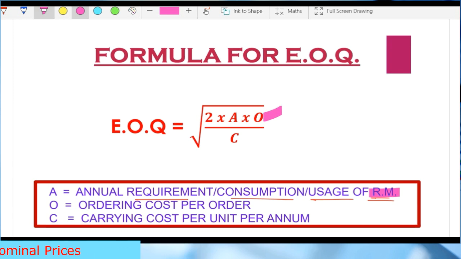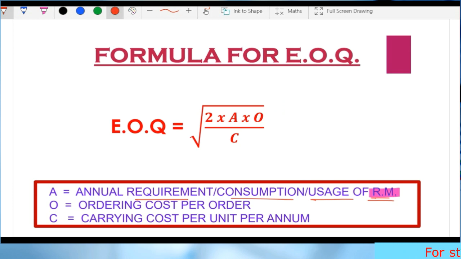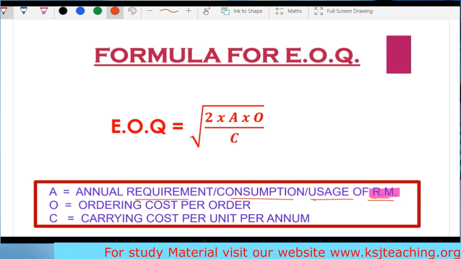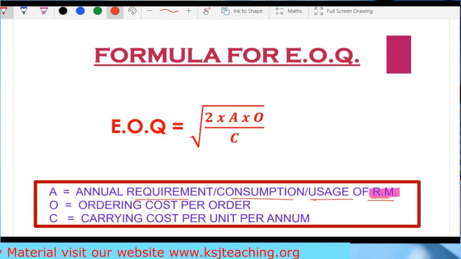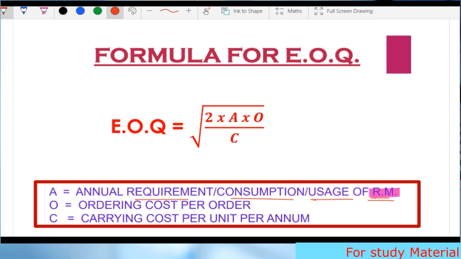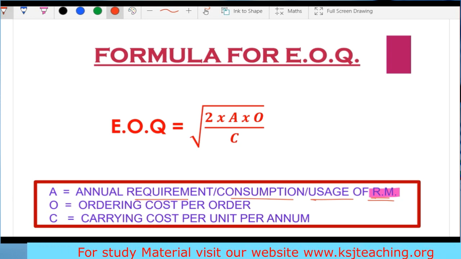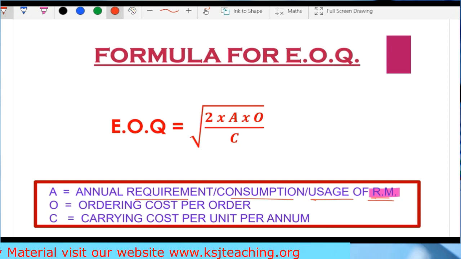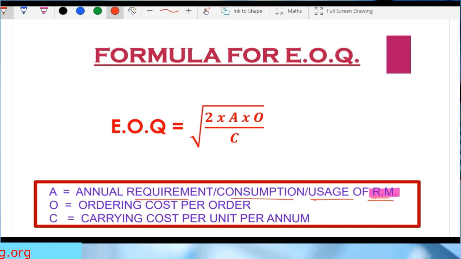Now, O is the ordering cost per order. That is, what is the fuel cost per order? In one visit, what is the fuel cost? In simple words, ordering cost per order means in one visit to the vegetable market, what is going to be my fuel cost? Clear? Now, C is the carrying cost per unit per annum. What will be the cost to carry 1 unit of the raw material per annum? That is for the complete year.